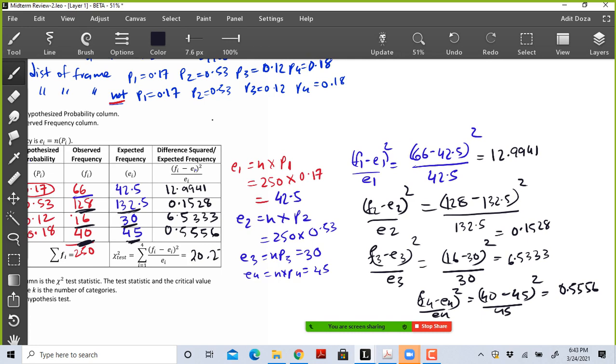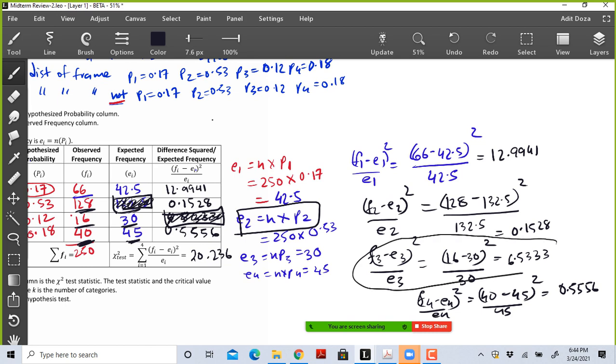So 20.236. In the midterm, I might give a table and blank out this part, or I might blank out the expected frequency of this part. You can calculate them. You know that this is E2, so E2 is N2 times P2. If I ask you to find the difference squared over expected frequency for this part, you know which part I'm talking about.